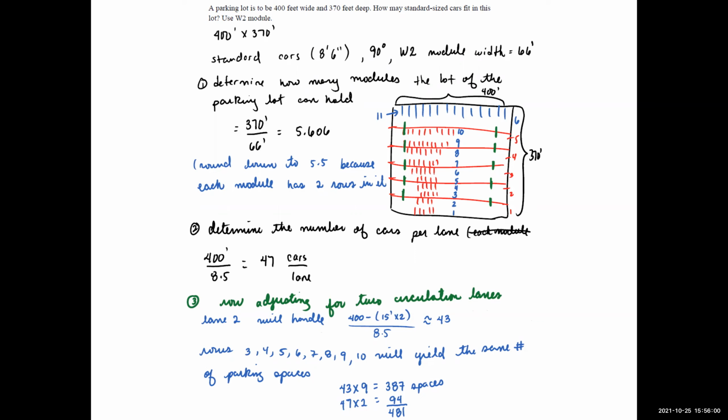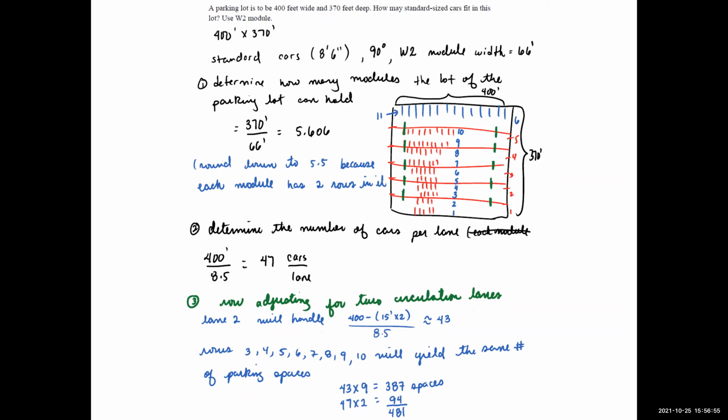So the first question is to determine how many modules the lot can hold. Using 370 feet as width and 66 feet for the W2 module width, we got 5.6, which, if you round down, means that you can put 5.5 modules in this area. So that's what we did. Each module will have two rows except the one that has 0.5, or the half width. In red, you have 5 modules with 2 lanes of parking spaces, and the one at the top is just half a module, which has parking spaces only for one of the sides.